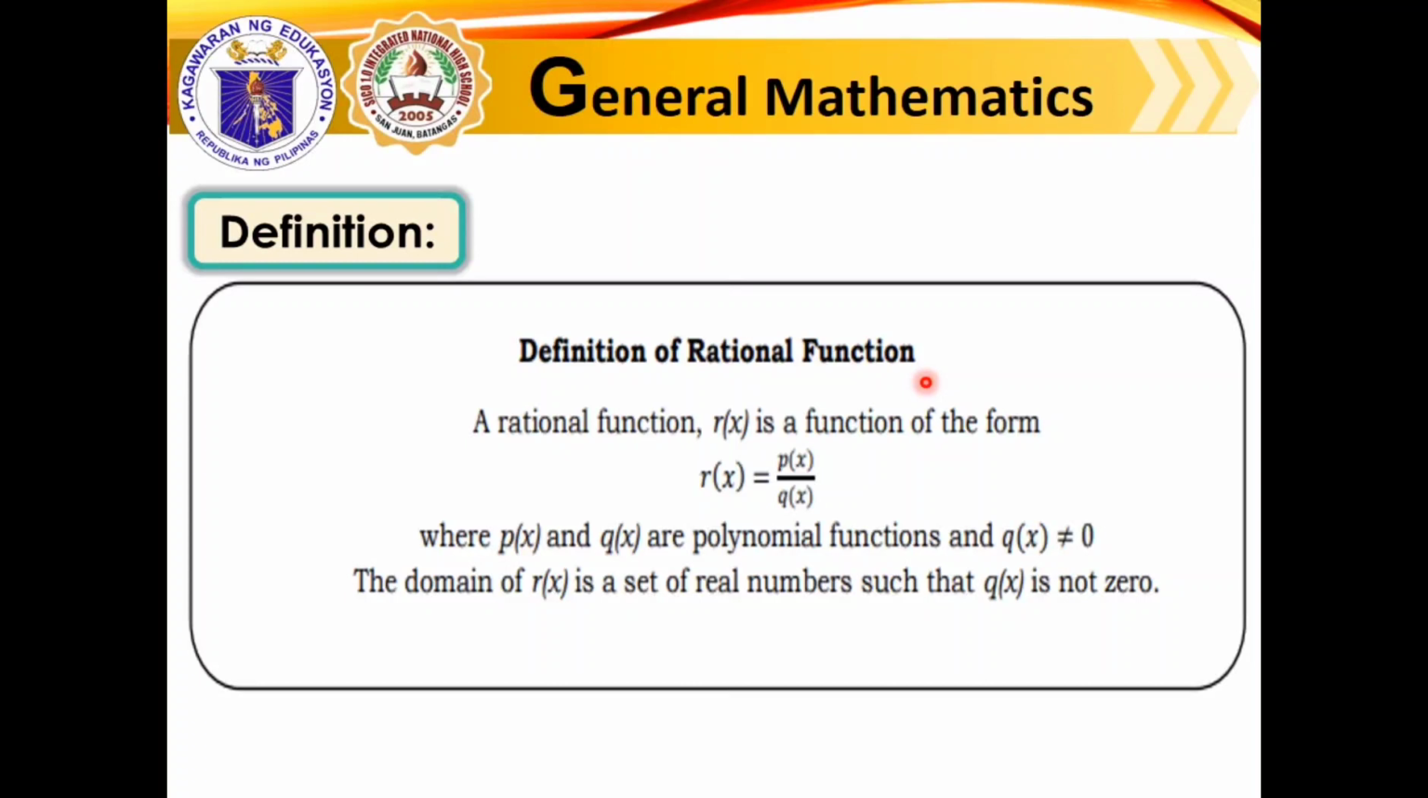Definition of rational function. A rational function, r of x, is a function in the form r of x is equal to p of x all over q of x, where p of x and q of x are polynomial functions and q of x is not equal to 0. The domain of r of x is the set of real numbers such that q of x is not 0.